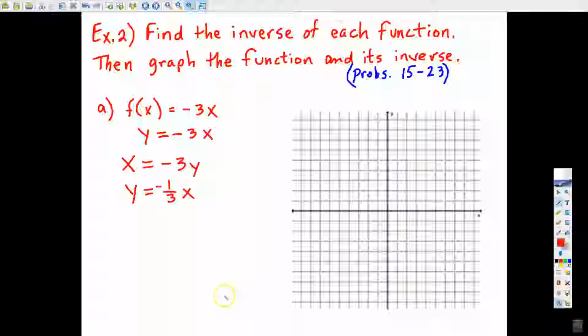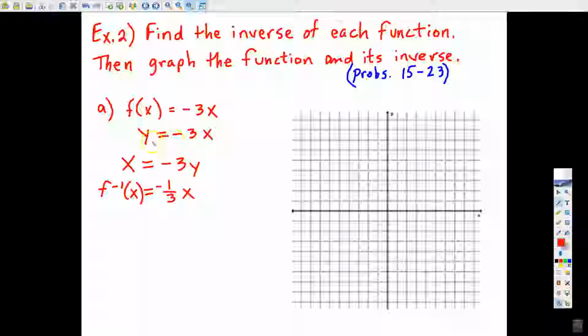Okay, so to solve for y, I just multiplied by -1/3. You could have also divided by -3. And then the directions tell us to find the inverse. Instead of saying y equals, since this does represent the inverse, maybe it'd be a good idea for you to do the same thing, let's use that symbol to represent the inverse of. So if I'm given f of x, then this represents the inverse of f of x. All right, now the directions say graph the function.